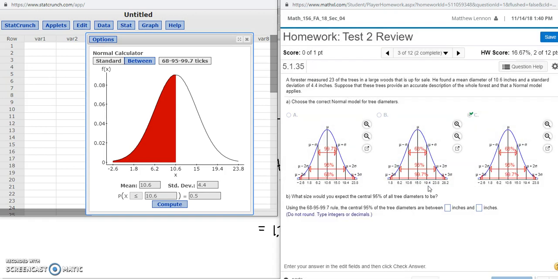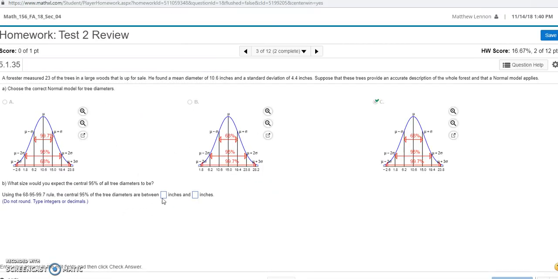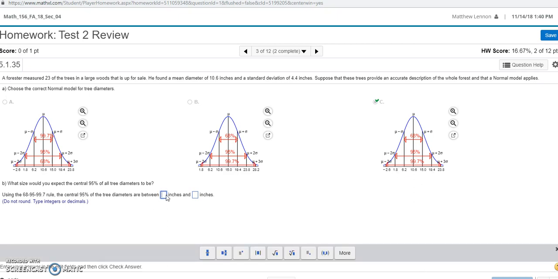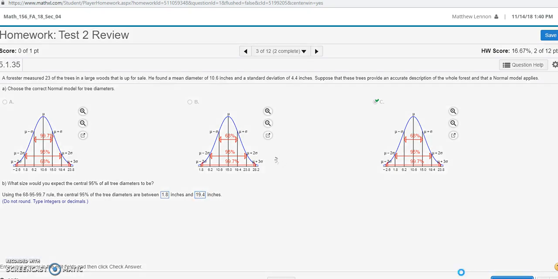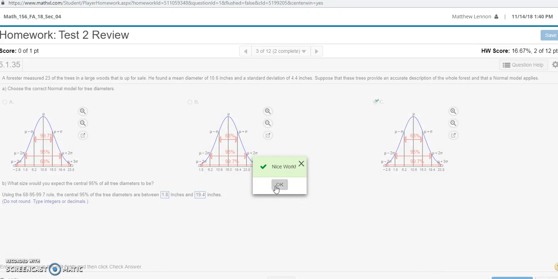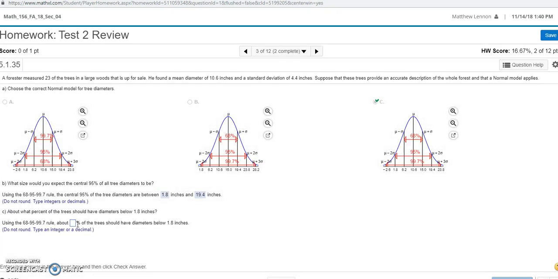All right, so then we want to figure out, using the 68, 95, 99.7 rule, the central 95% of the diameters are between which values? Well, 95 is 2 below to 2 above, so if we look at the correct one, C, we can see that that is 1.8 to 19.4. All right, it says what percentage should have below 1.8.